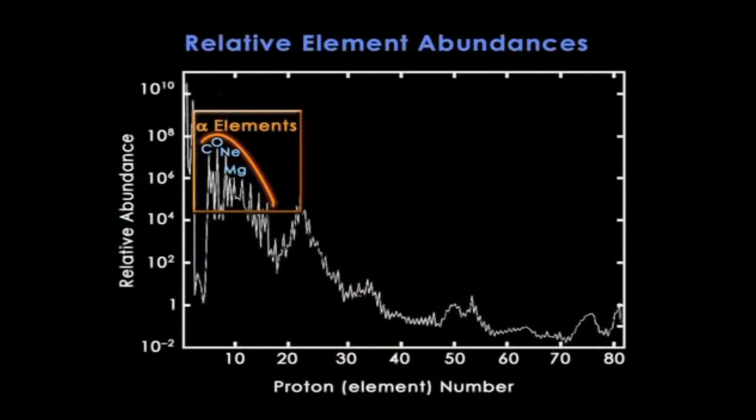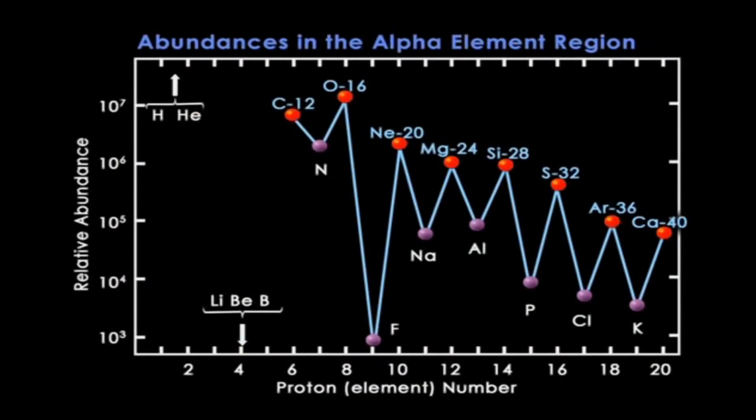Back to our abundance graph, let's zoom in on this alpha peak. The alpha elements are the red dots. You can see they have abundances typically between 10 and 100 times higher than the elements in between. Things like fluorine, sodium, aluminum, phosphorus, chlorine, and potassium.